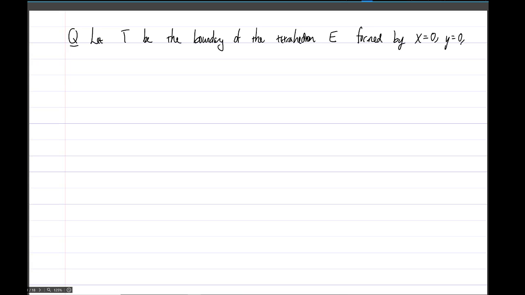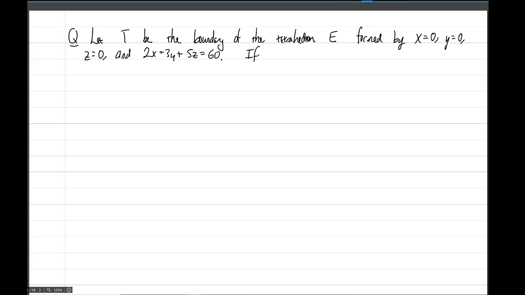Okay, let's try one more example here. Let T be the boundary of the tetrahedron E formed by x equals 0, y equals 0, z equals 0, and 2x plus 3y plus 5z equals 60.